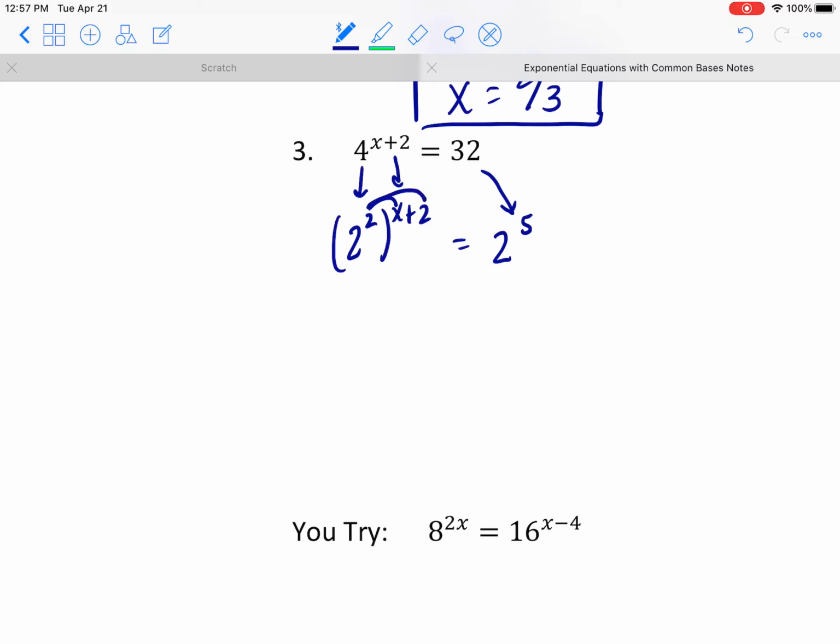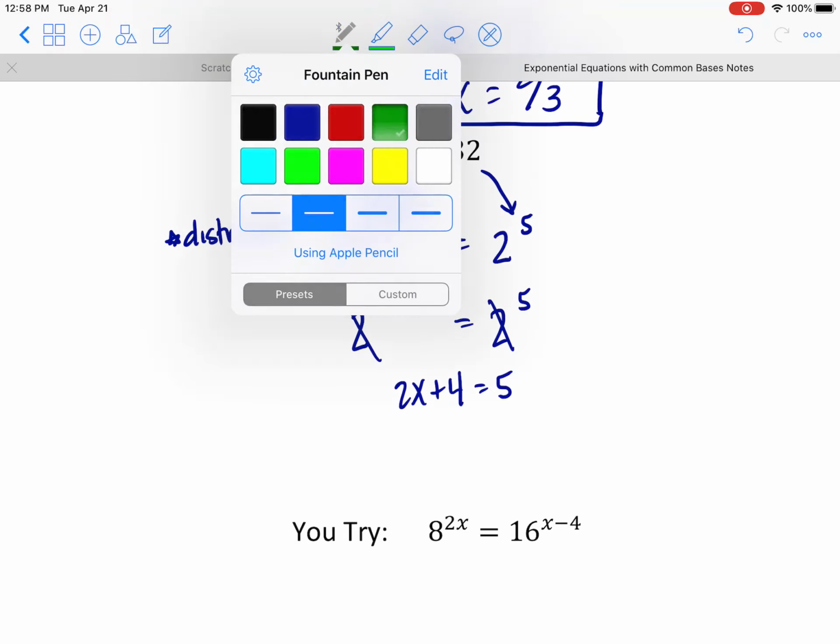Now let me get rid of these parentheses first. Again, we have to multiply our exponents here, power to a power. So this is going to be 2x and then plus 4. We have to make sure if there are multiple terms in that power that we distribute. That's a common mistake I see on this one. So make sure you distribute. So we're looking at 2 to the 2x plus 4 power equal to 2 to the 5th.